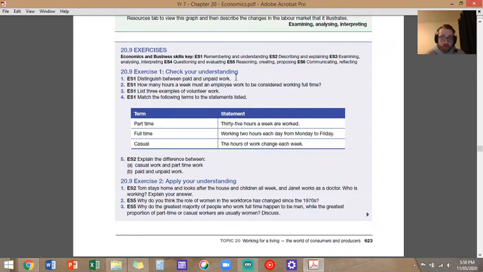So you just have to work through the notes that you've written down, work through the information in the textbook. You just need a number there. It's a double-digit number. That's my hint to you. So how many hours a week must an employee work to be considered working full-time?